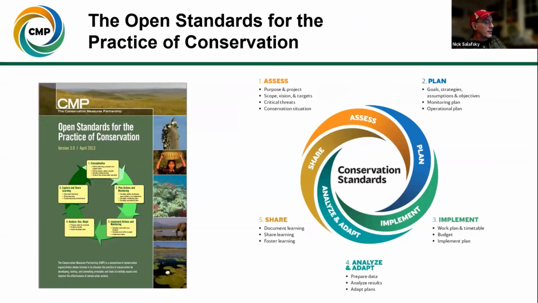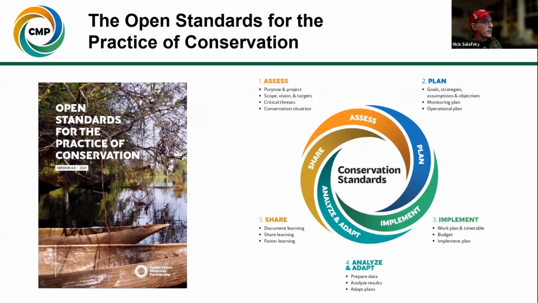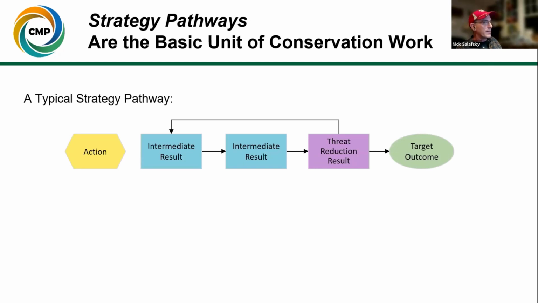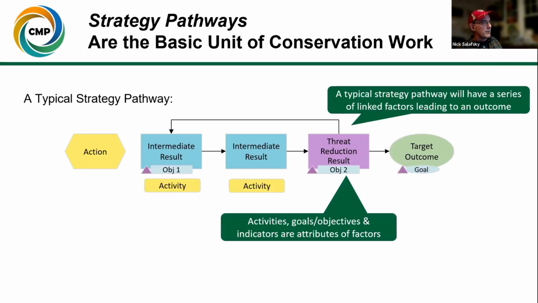All right, so as I said, this is in relation to the open standards for the practice of conservation, which have gone through an evolution from 2013 to 2020. And Miradi, of course, is a tool to help people use those. Within the conservation standards, early on, we talked about projects as being the basic unit of conservation work. But as you'll see, we're actually having a bit of a switch here, where now strategy pathways are becoming maybe a more fundamental basic unit of conservation work, where, of course, a strategy pathway is an action leading to some outcome. You go through some intermediate results to get there, and then you have some activities, and your objectives and goals are attributes of those factors. And so for us, this is really the fundamental unit of conservation work that goes on.